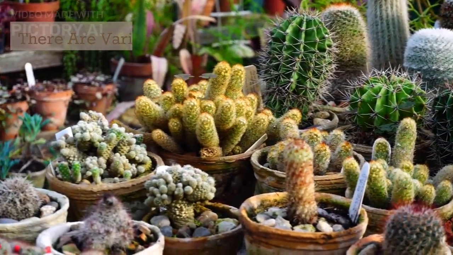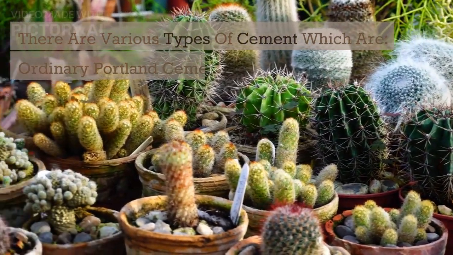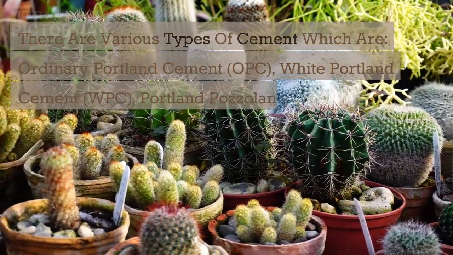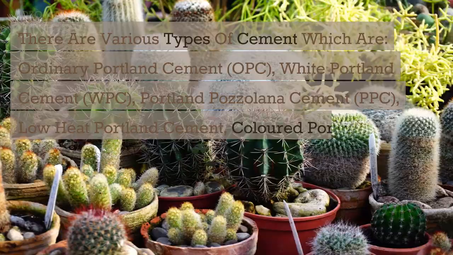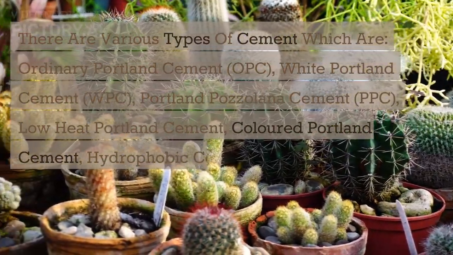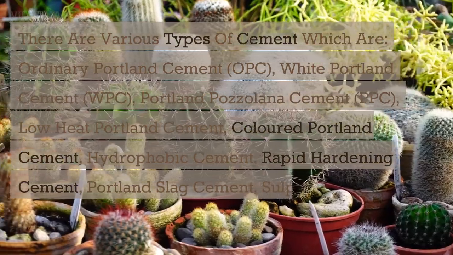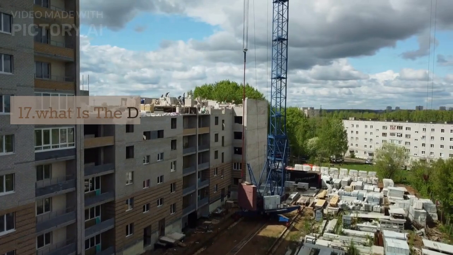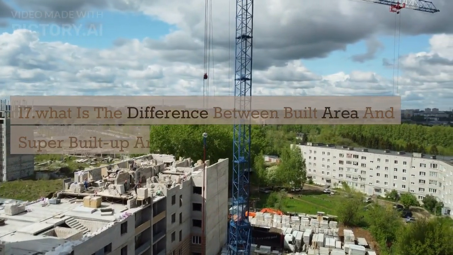There are various types of cement, which are ordinary Portland cement, OPC, white Portland cement, WPC, Portland pozzolana cement, PPC, low-heat Portland cement, colored Portland cement, hydrophobic cement, rapid hardening cement, Portland slag cement, sulfate-resisting Portland cement, etc. 17. What is the difference between built-up area and super built-up area?